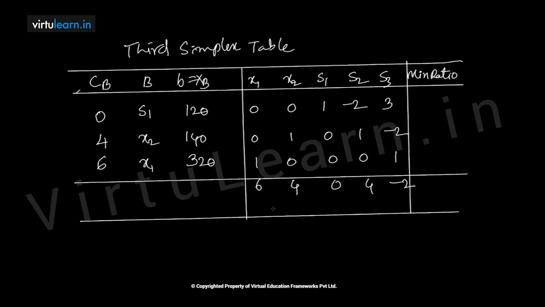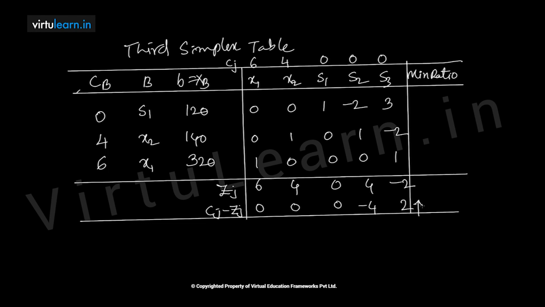Once we have these values, we write the Cj values also: 6, 4, 0, 0, 0. Based on this, Cj minus Zj. These are the Zj values. So 6 minus 6, 0. 4 minus 4, 0. 0 minus 4, and 0 minus of minus 2 will give us 2.